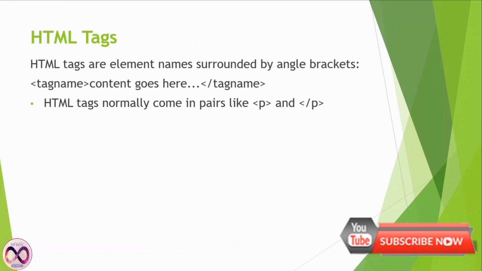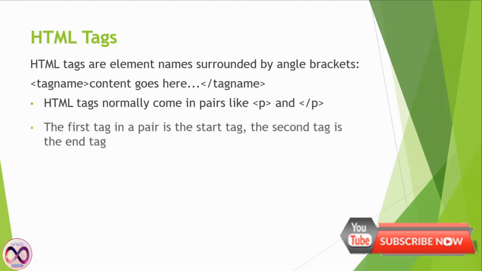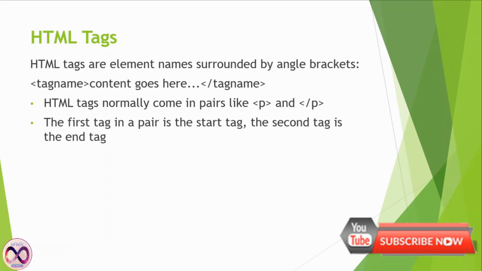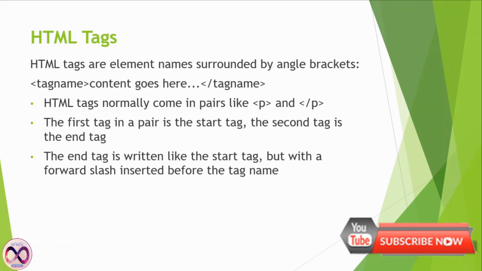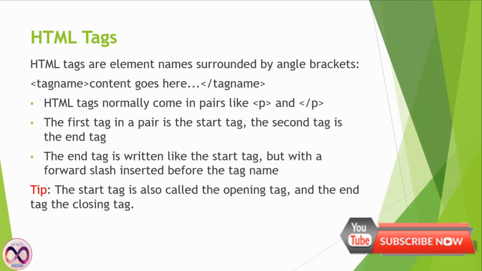HTML tags normally come in pairs like P and P. The first tag in a pair is the start tag, the second tag is the end tag. The end tag is written like the start tag, but with a forward slash inserted before the tag name. Tip: the start tag is also called the opening tag, and the end tag the closing tag.